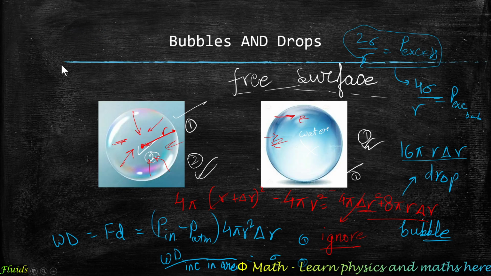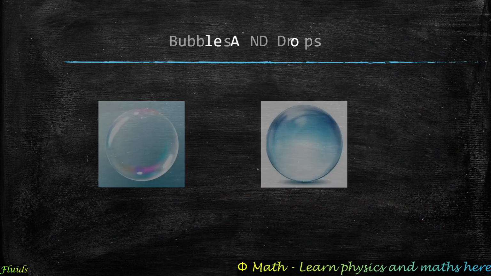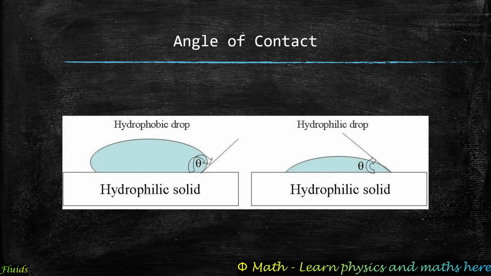Right? So after this we have angle of contact, and this term is used to tell us whether the liquid wets a surface or not. So what does it mean for a liquid to wet the surface? If we take a liquid like water, it is going to wet a glass surface.